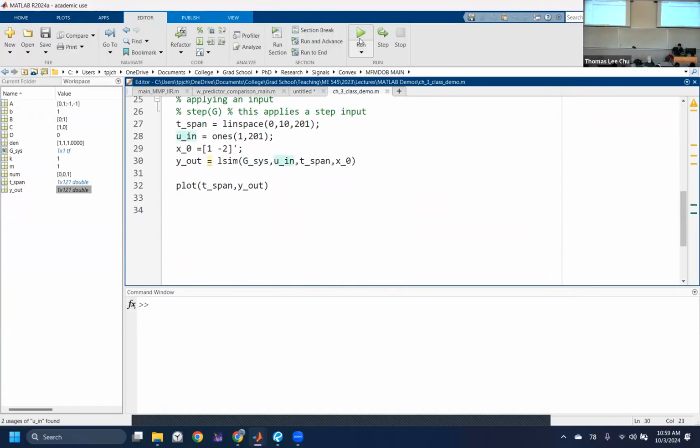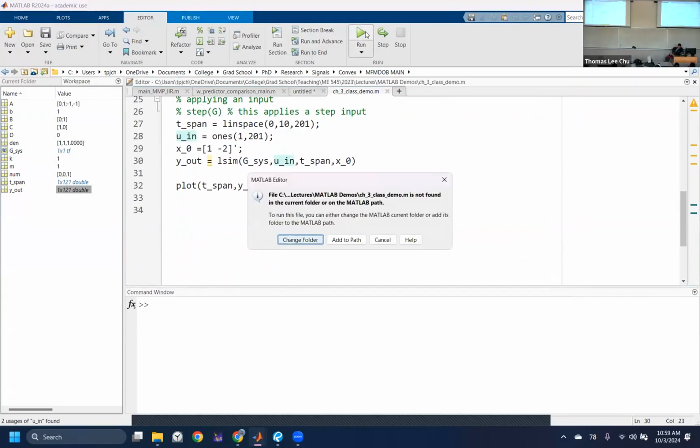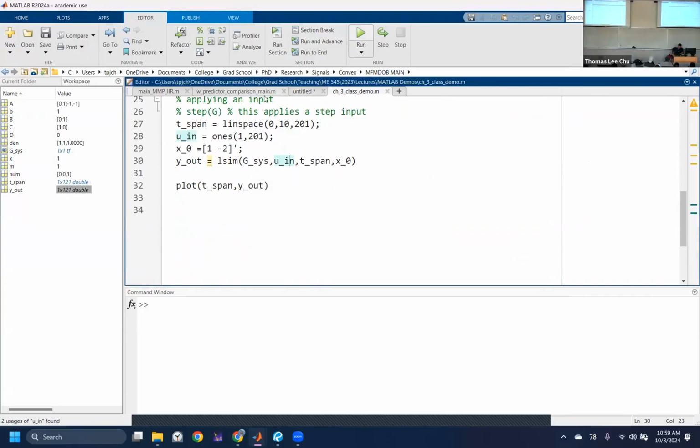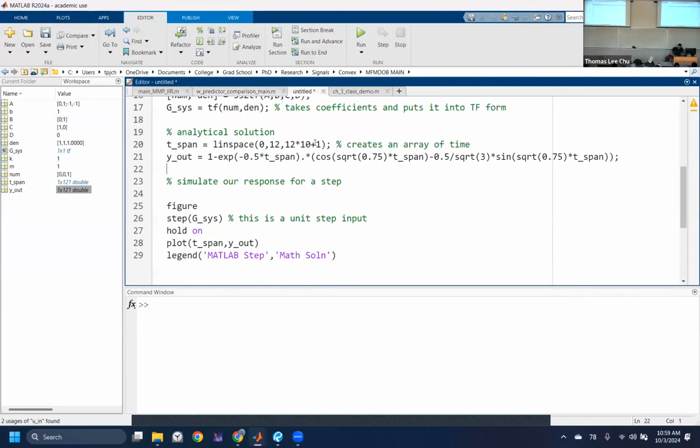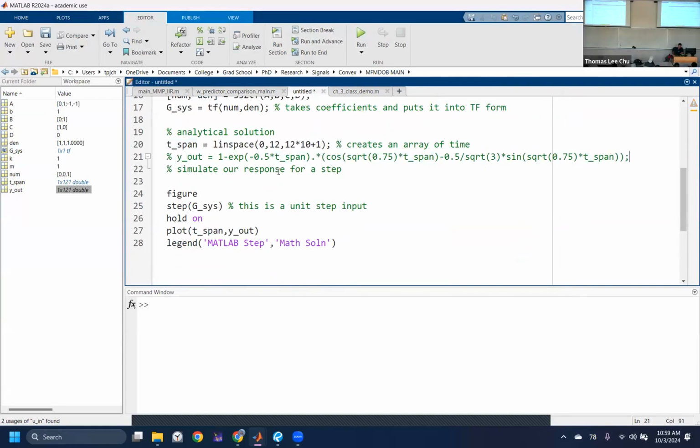Oh, I actually never did that. Okay. You know what that means? That means my analytical solution could be wrong. So we're going to forget about that for now. I may go back and take a look at the analytical solution. But yeah, that's one way of doing it.